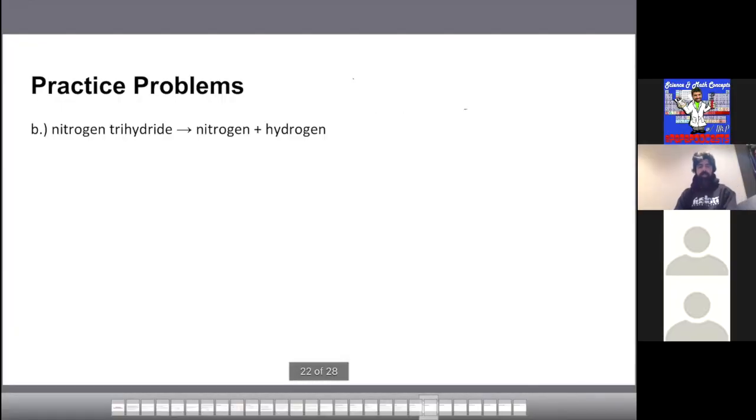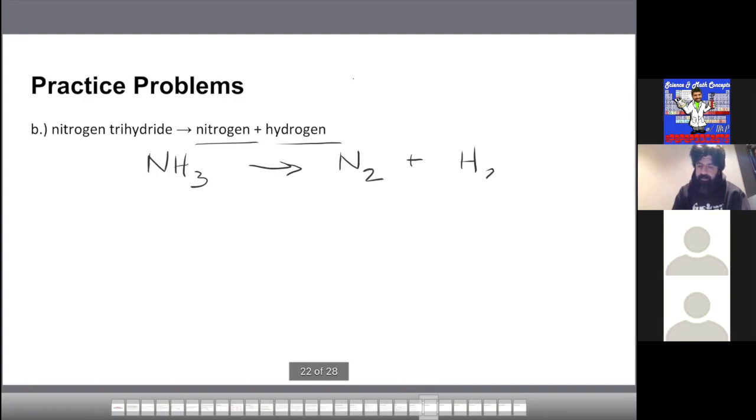Okay, so nitrogen trihydride, NH3, breaks down into nitrogen plus hydrogen. Now, nitrogen and hydrogen are both considered diatomics. Do you see the text now? Okay, since they're both diatomics, good to hear. Excellent. Because they are diatomics, we need to include a little 2 with them.